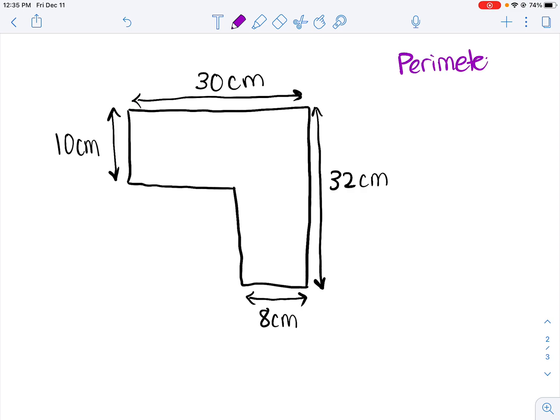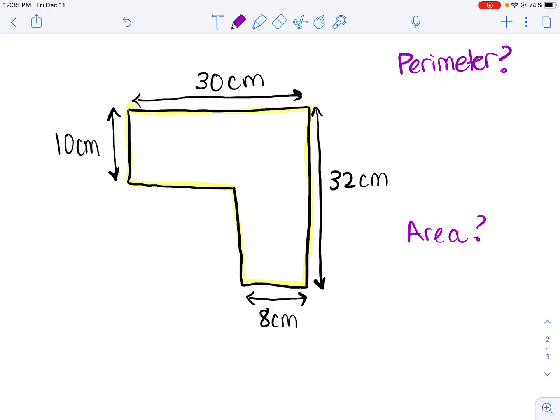I would like to see if you can find for me the perimeter of this shape. What is the perimeter? So what's the distance around the whole shape? So recall, perimeter is when you add up each side. How long is each side? And you add them together. That's your perimeter.